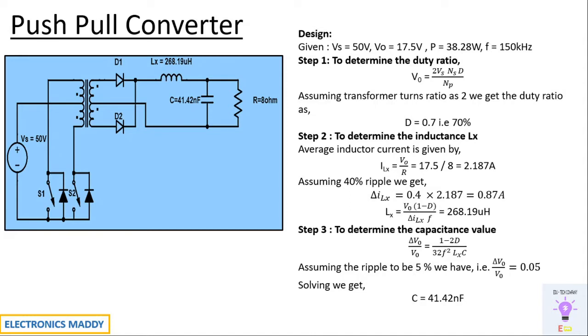One of the most important things to remember is the value of Lx, the value of C, and the turns ratio of the transformer. These are some of the most important aspects in this particular design. I hope the design procedure is clear. Once you have a clear picture of the design procedure, let's go to PSIM and start assembly.